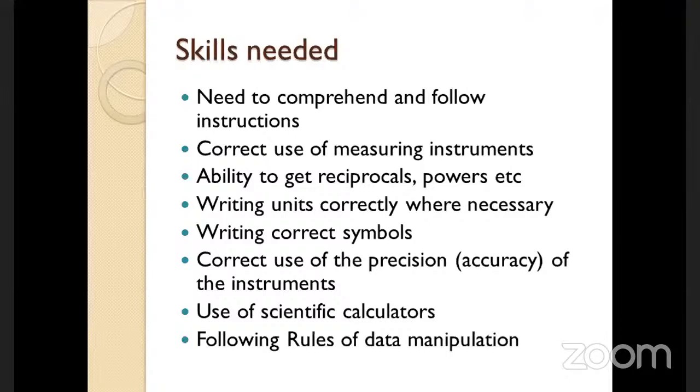Now here in A level, it is very important that you need to do much better in order to do better here. You need to comprehend and follow instructions. Is that clear? Are we together? You need to comprehend and follow instructions.